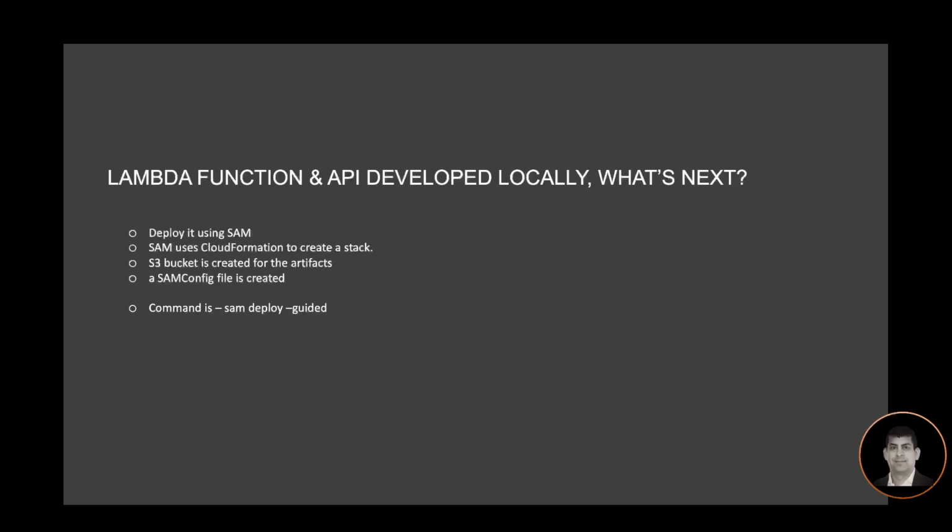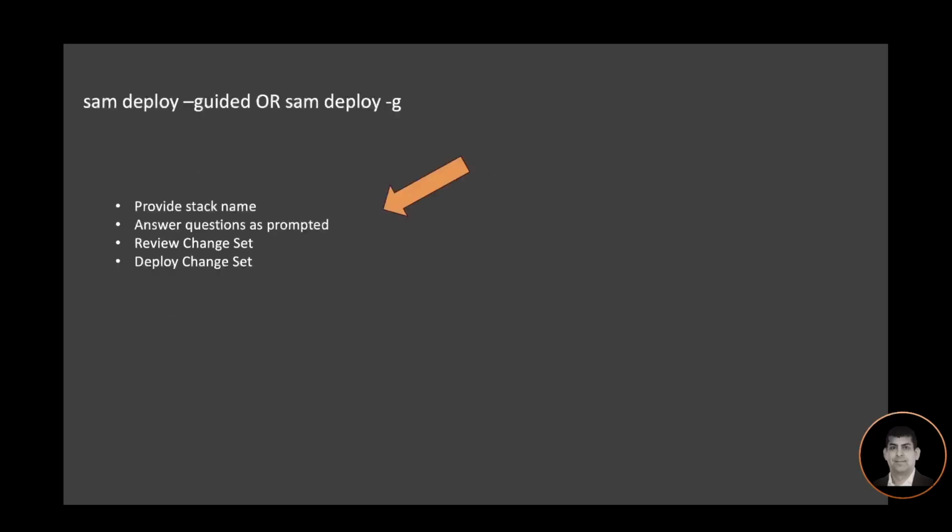Once I have tested the API locally, the next step is to use the SAM deploy command. SAM deploy uses CloudFormation to create a stack, and it uses an S3 bucket to store the artifacts that are being created. There is a SAM config file that stores all the configuration that you have selected. And once you have deployed, you can test it using Postman or through your consumer app.